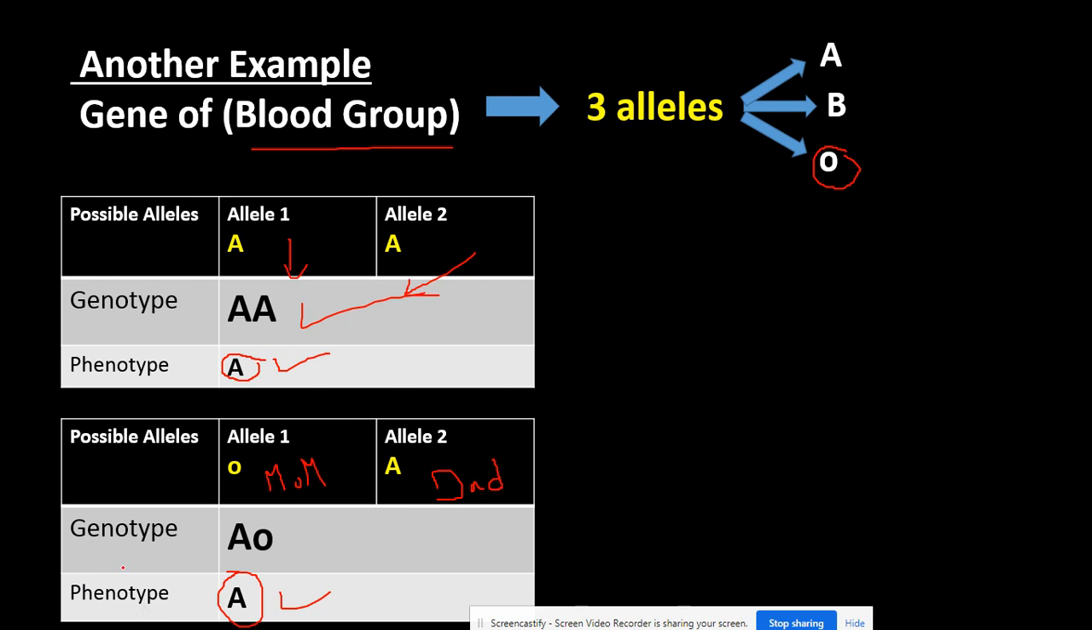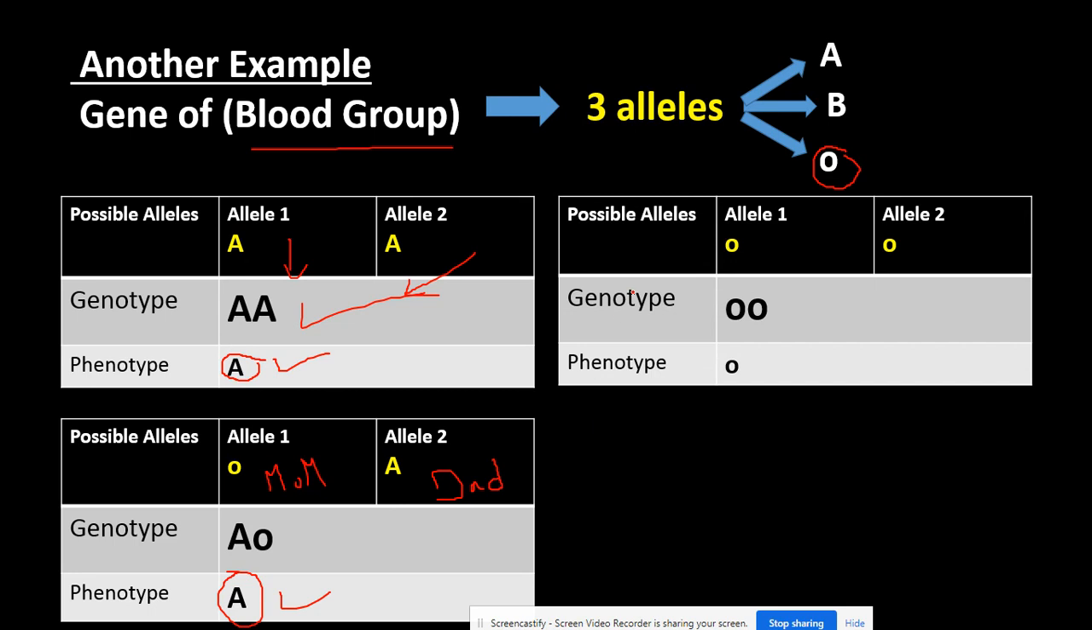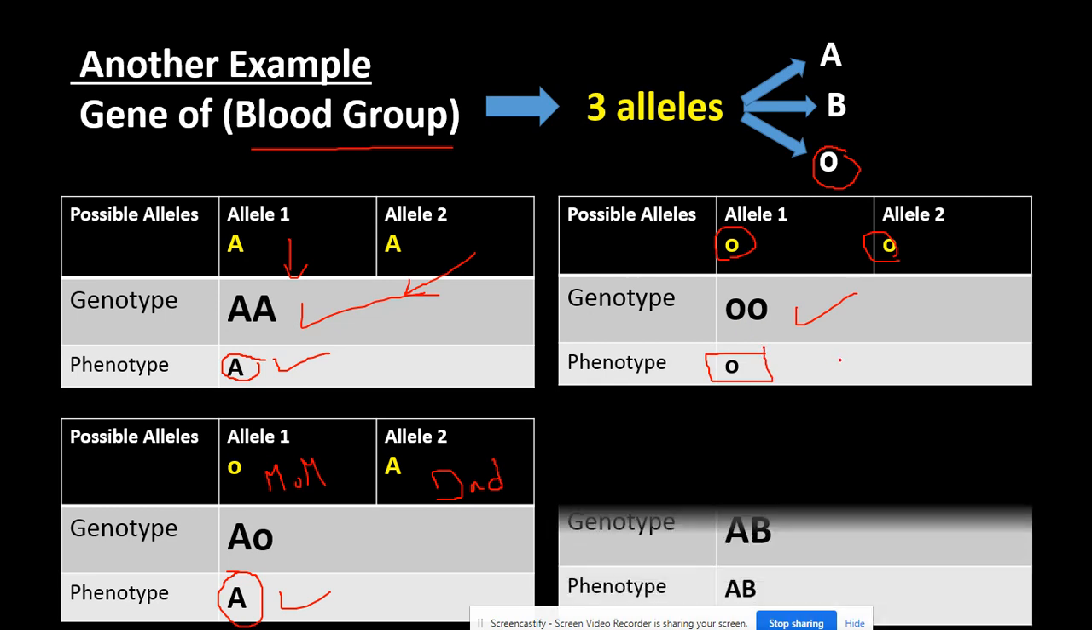So in the phenotype, guys, only the dominant alleles are shown. Another example: you have from mom and dad both recessive alleles, O and O. So in the genotype, of course, you write them both. In the phenotype, the one which will appear, of course, is O, basically.